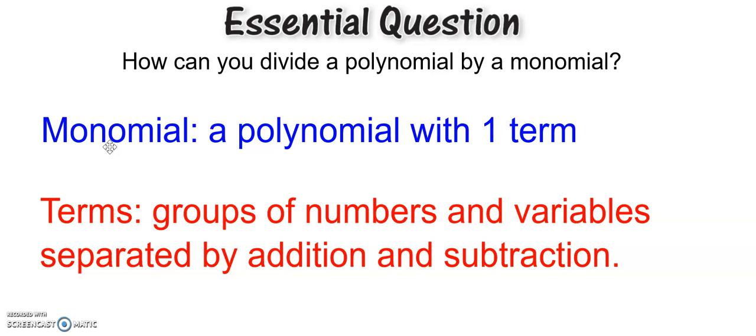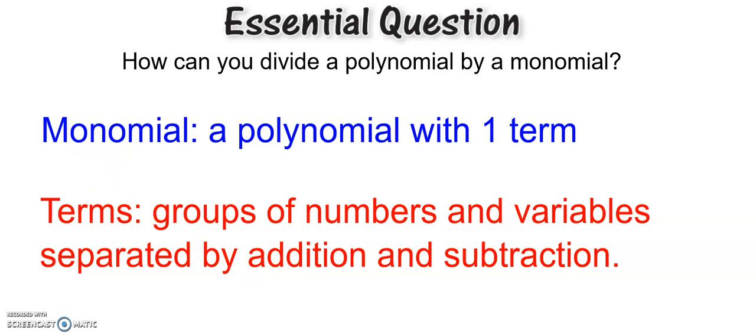depending on how many terms we have, that breaks down polynomials into some specific names. So for instance, a monomial is a polynomial with one term. A binomial, which you have heard me say many times, is a polynomial with two terms. A trinomial, which we have also talked about, is a polynomial with three terms. Those are really the specific ones that we talk about a lot. After that, we just call them all polynomials. However, specifically here, we're talking about a monomial, a polynomial with one term. Remember, terms are just groups of numbers and variables separated by addition or subtraction.